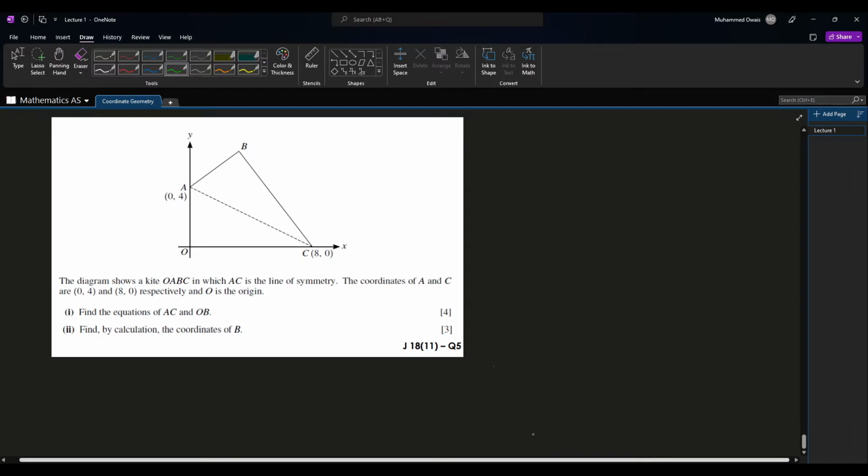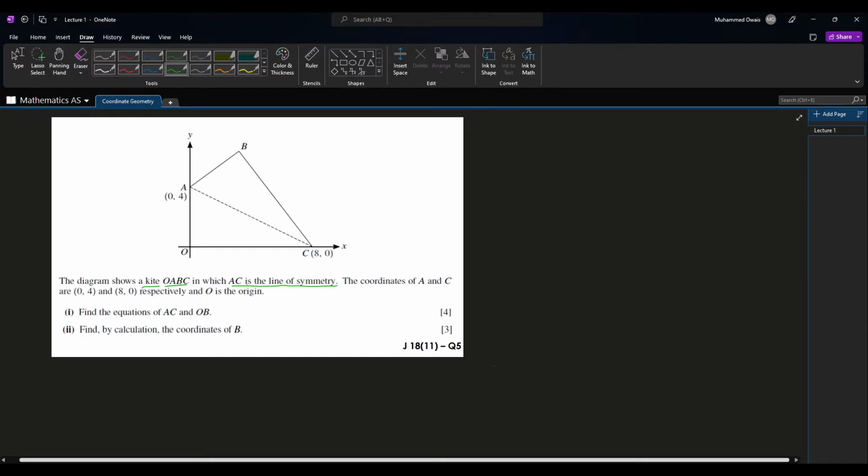Okay then, here is another question from the year of 2018, May-June paper 11, question 5. Now then, let us see what this question is saying. It says the diagram shows a kite OABC in which AC is the line of symmetry.